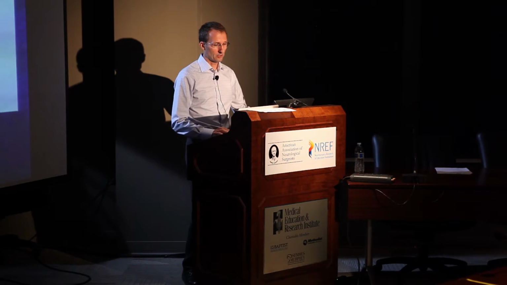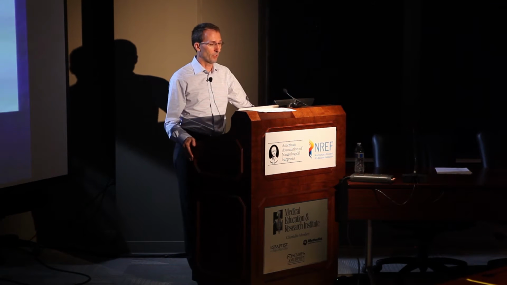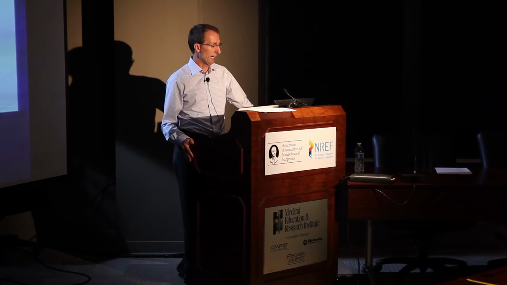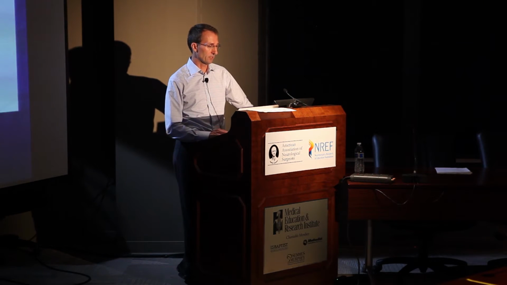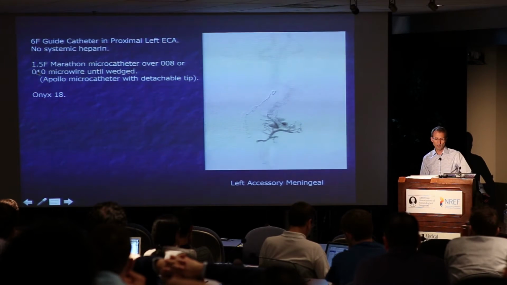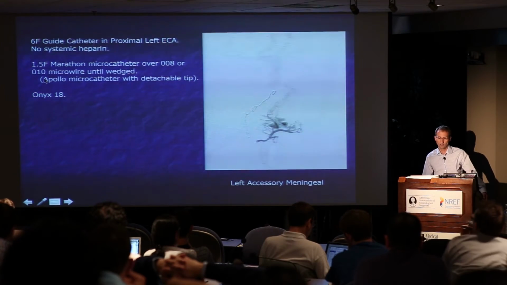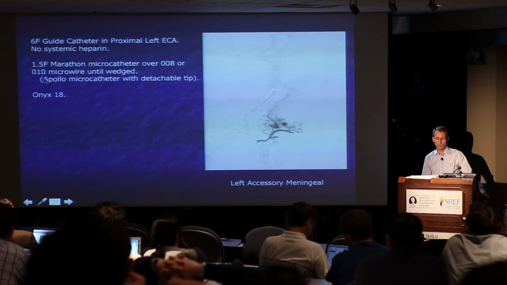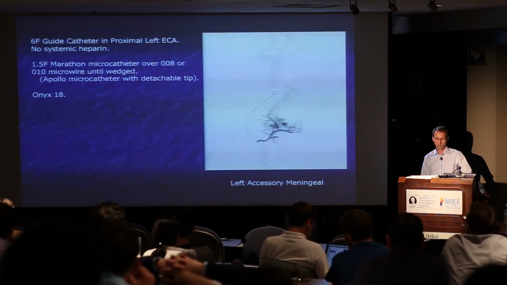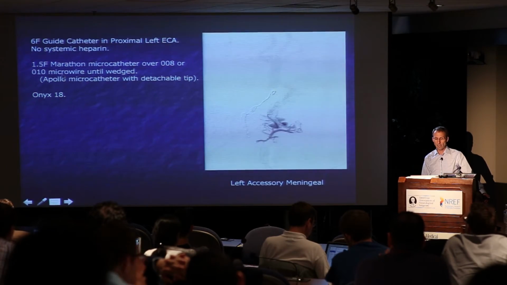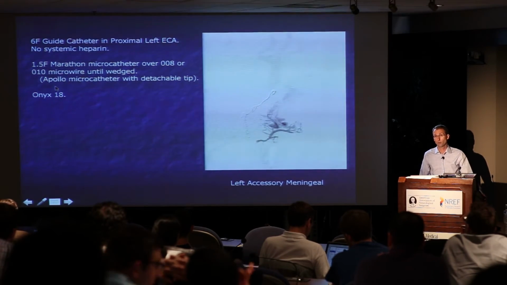Now, I use a 6-French guide catheter system just in the proximal ECA. I don't use any heparin at all for this. The cases I'm going to show you, I've used a 1.5 French Marathon catheter either over a Mirage wire or an Expedient wire, an 08 or 10. There's a new microcatheter now out by Covidien that has a detachable tip called the Apollo. They may have that downstream.